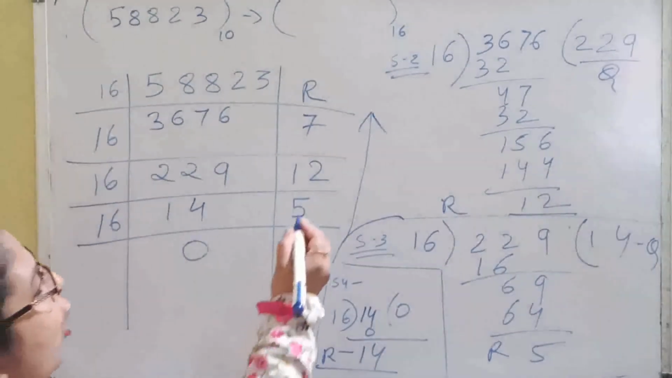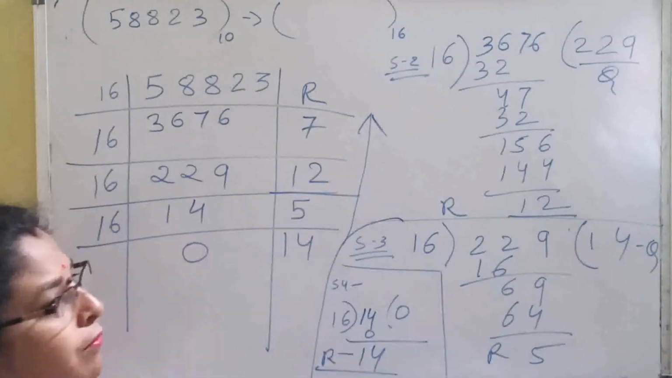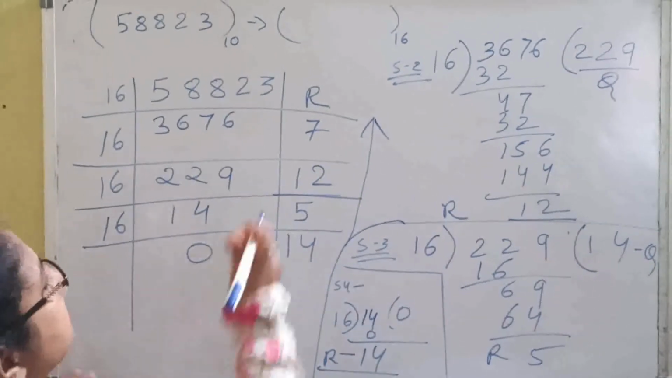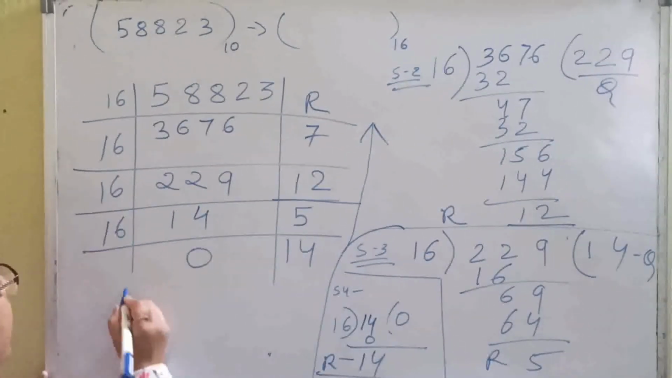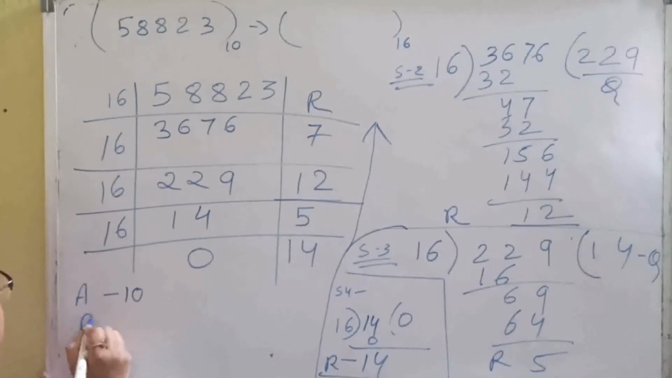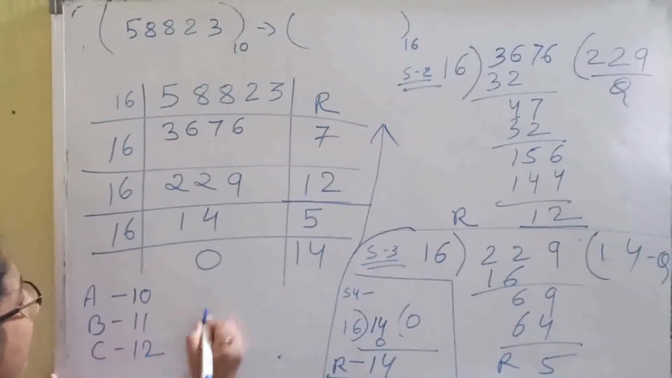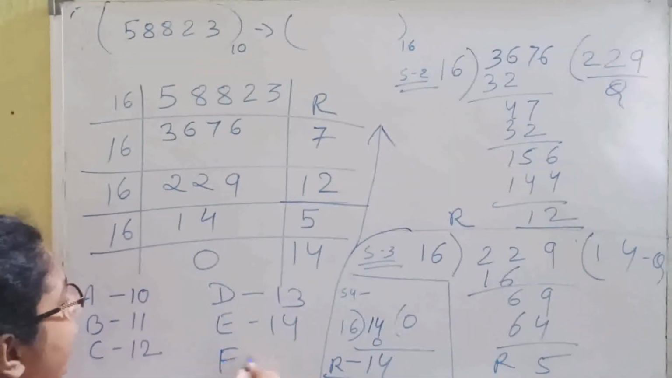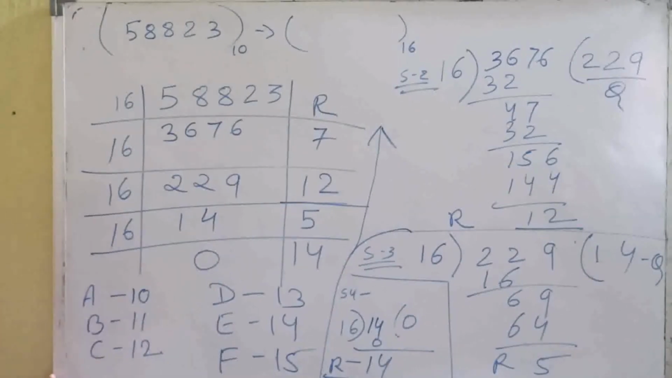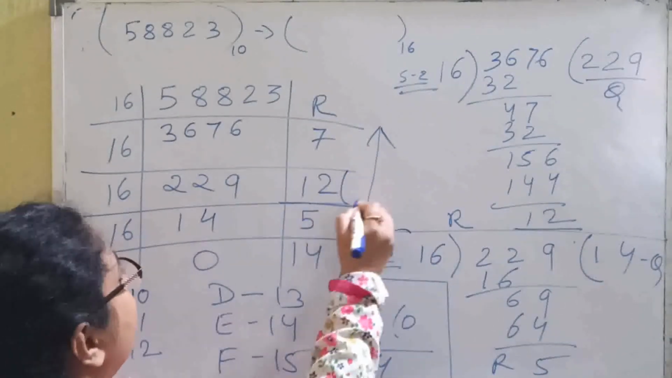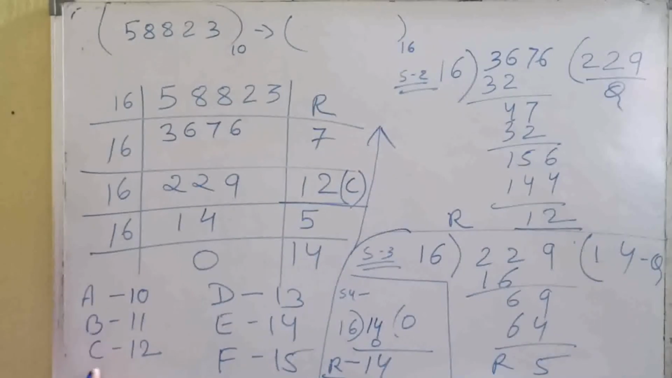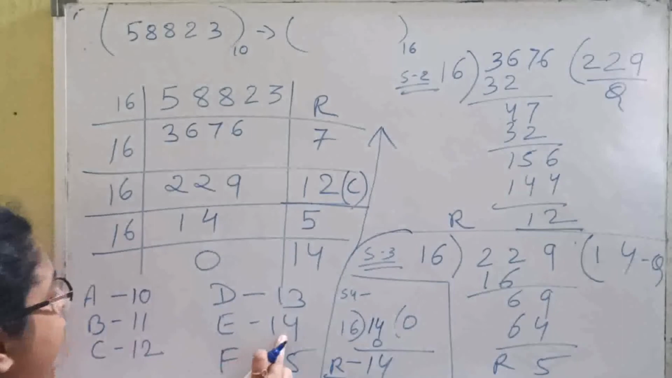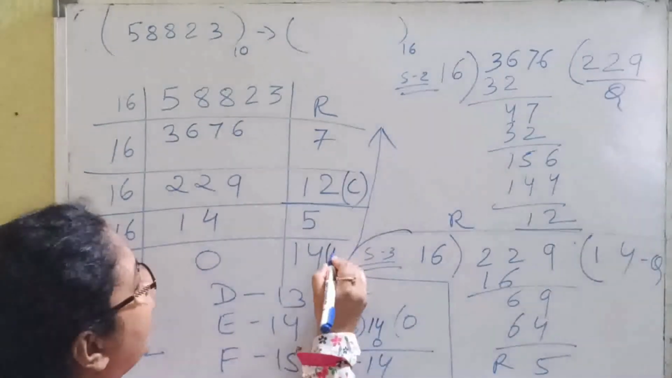You tell me what is the value of 12. I explained just above that 10 means A. You can see here A means 10, B means 11, C means 12, D means 13, E means 14 and F means 15. So here 12 is written, so in brackets you write C. Why C? Because the hexadecimal value of C is 12. And 14, you see where it is, is E. So here you write E in brackets.